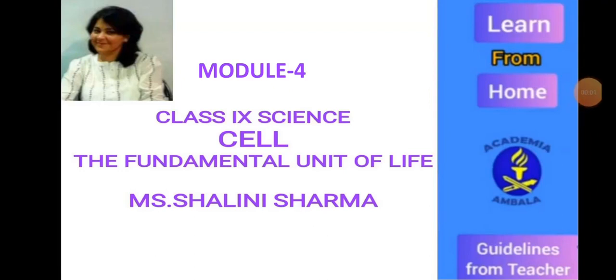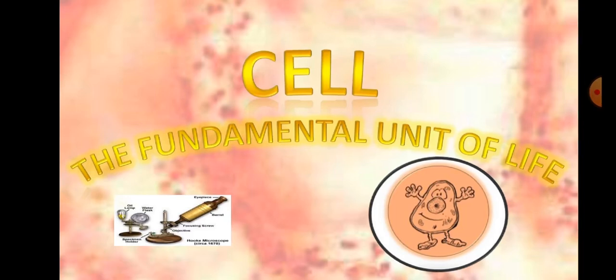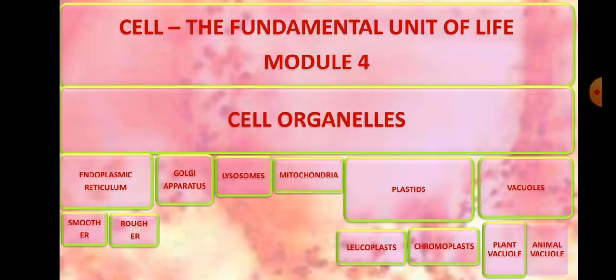Good morning, students. Welcome to module 4 of Cell, the fundamental unit of life. In this module, we are going to cover the following. We're going to study cell organelles, which are endoplasmic reticulum, which is again of two types, smooth endoplasmic reticulum and rough endoplasmic reticulum. We'll be studying Golgi apparatus, also known as Golgi bodies, lysosomes, mitochondria, plastids and its types, which will be leucoplast and chromoplast, that is the color plastids, and vacuoles, which will be plant vacuoles and animal vacuoles. So let's begin.